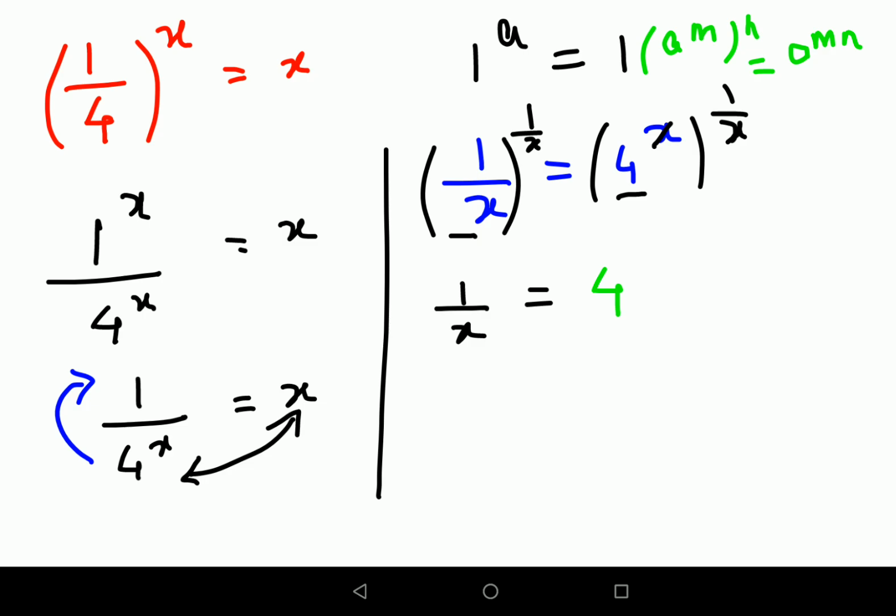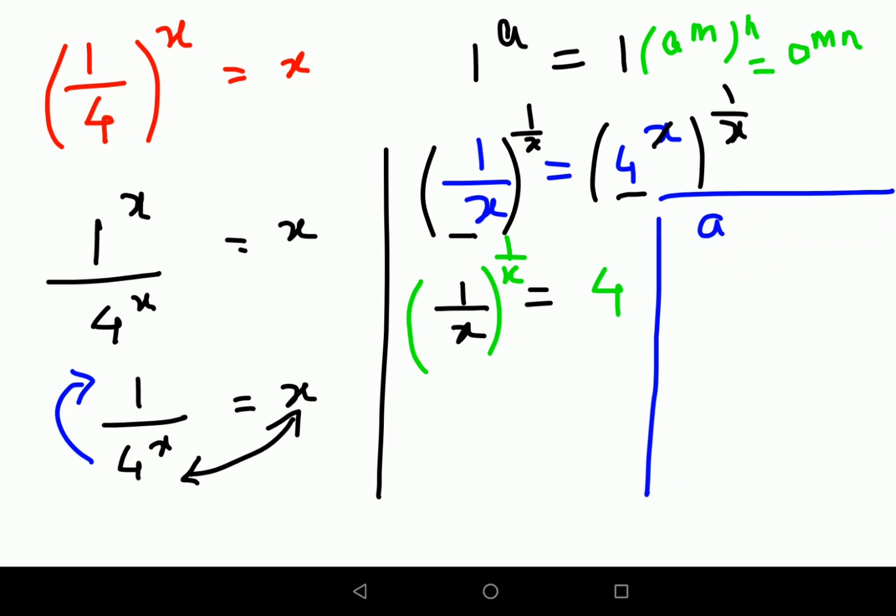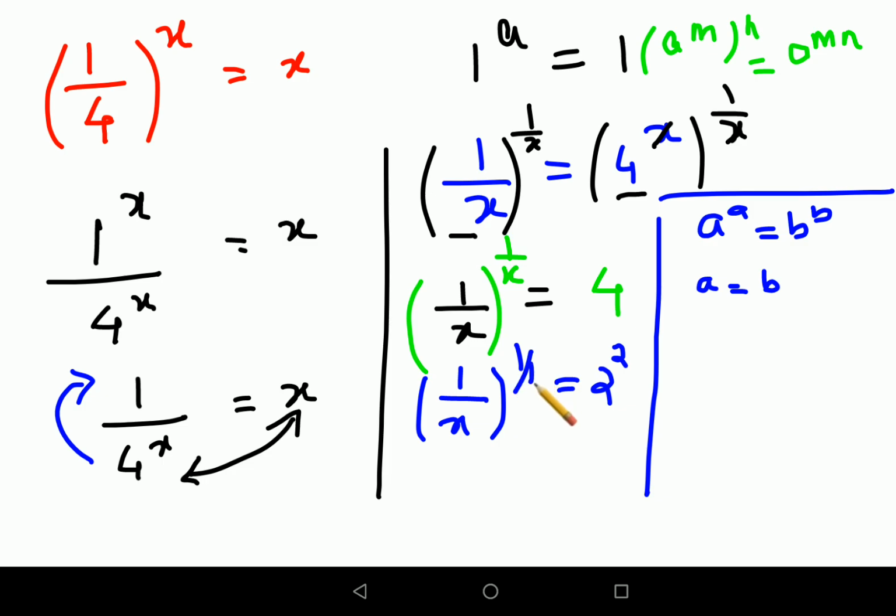Okay. Now understand. Here you have 1 upon x raised to 1 upon x. Now see, if you can convert your question in the form of a raised to a equals b raised to b, meaning the exponent and the base are the same on either side of the equal to, then you can directly say that a equals b. And here, thankfully, I can write 4 as nothing but 2 square. So this becomes 1 upon x, the whole raised to 1 upon x. Therefore, I can say 1 upon x equals 2. Therefore, I can say x value is nothing but 1 upon 2.